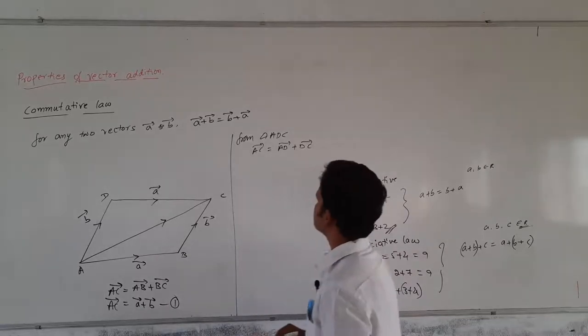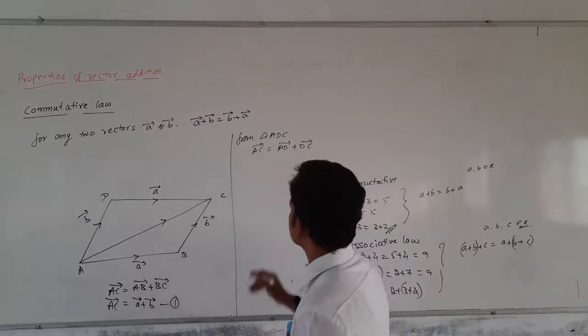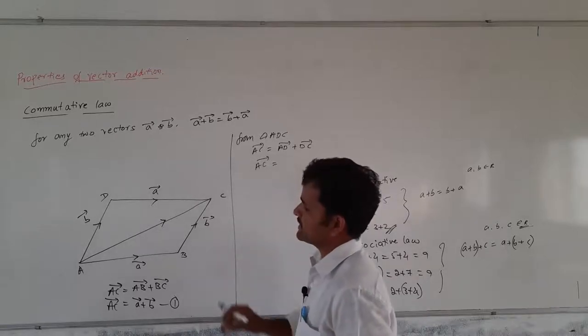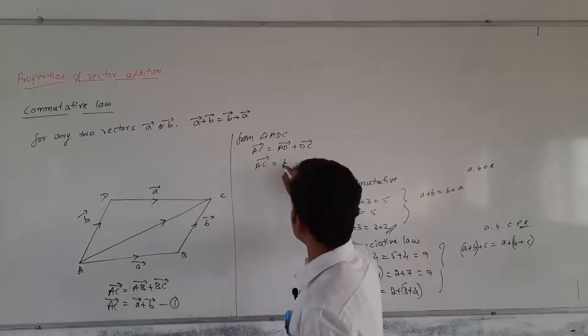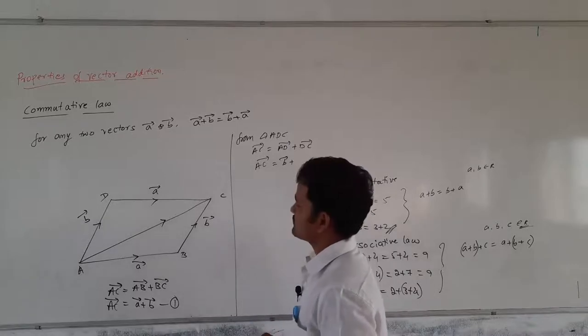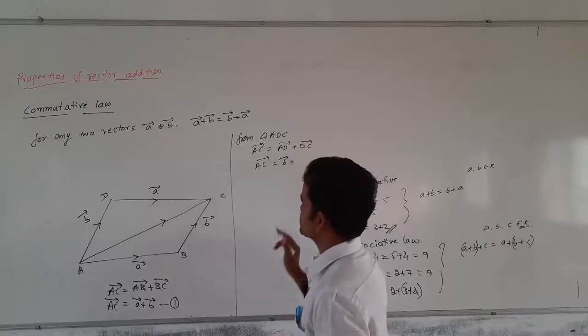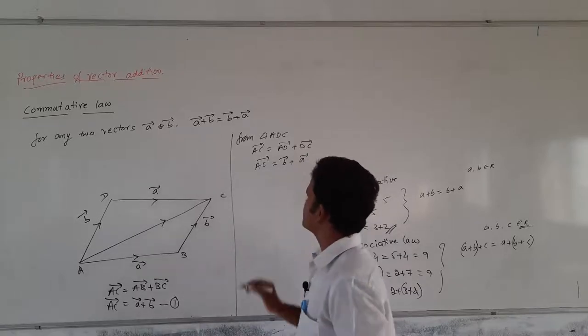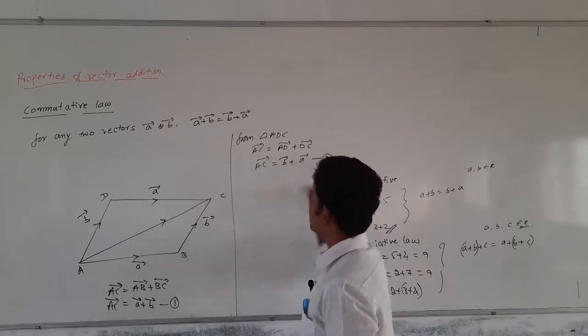Vector AC is equal to vector AD plus vector DC. Now vector AC is equal to, what is vector AD? Vector AD is vector B, plus, what is vector DC? Vector DC is vector A. Let me name this as equation 2.